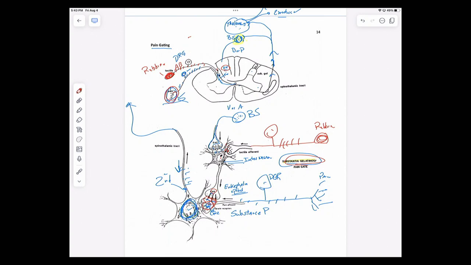So the next time you bang your elbow, just rub, rub, rub, rub, because now you know the neuroscience behind that. Okay, I thought that was kind of cool. So we'll end our sensory section with this little bit of information, and we'll carry on the next topic next time.